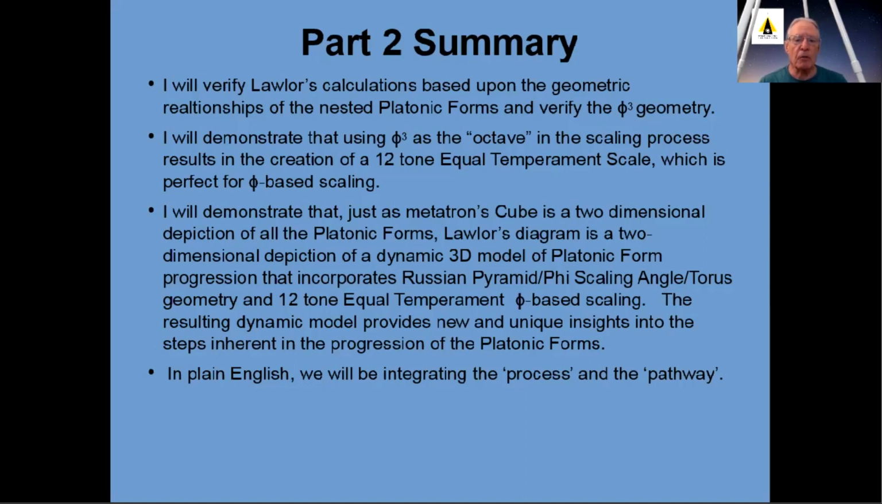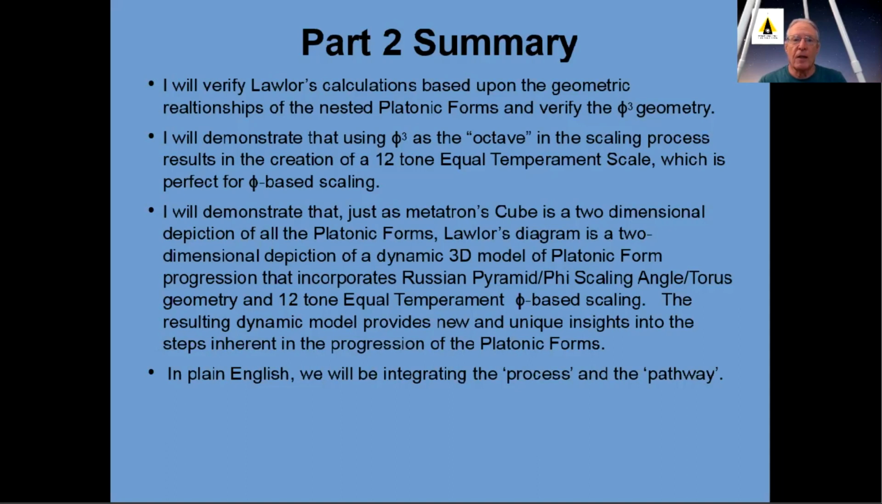Next, I'm going to be demonstrating that just as the Metatron cube is a 2-dimensional depiction from which you can see all of the Platonic forms, Lawlor's diagram is indeed a 2-dimensional depiction of a dynamic 3D model of the Platonic form progression that incorporates the Russian pyramid, Torus, Phi Scaling Angle Geometry, and 12-tone equal temperament Phi-based scaling. So this results in a dynamic model providing new and unique insights into the steps inherent in the process of the progression of the Platonic forms.